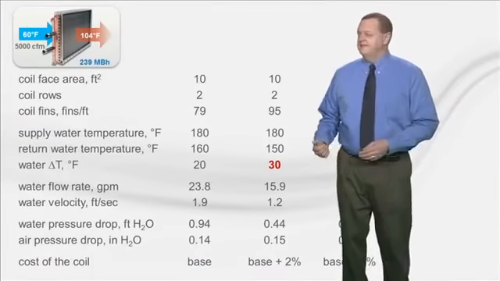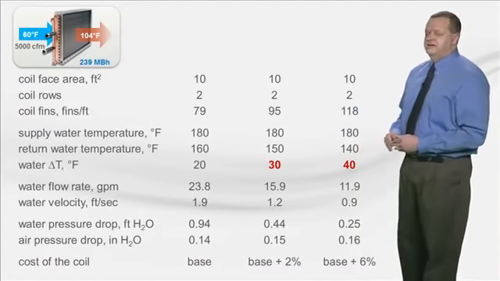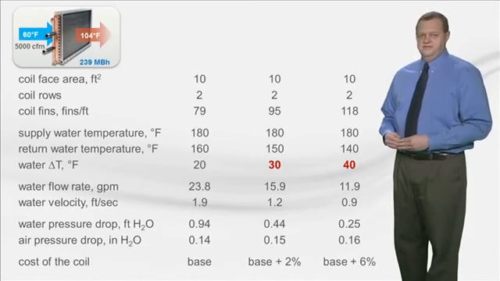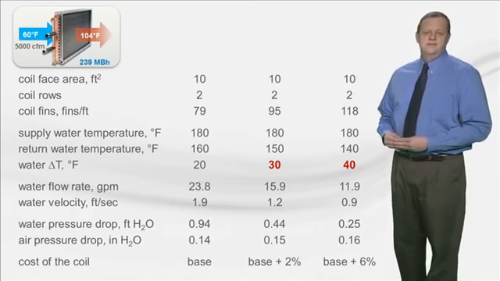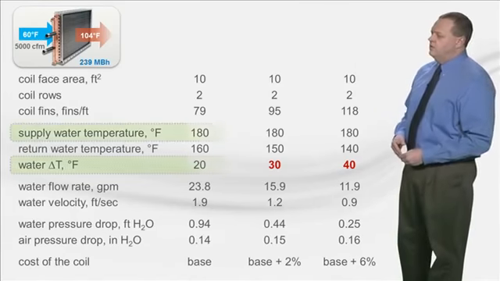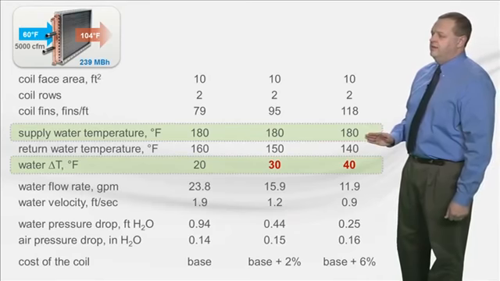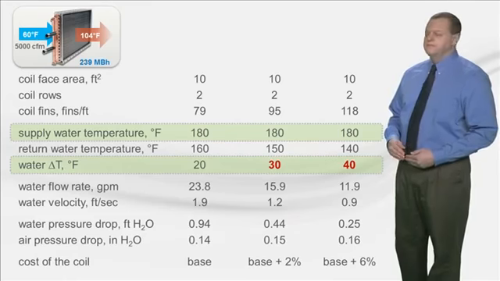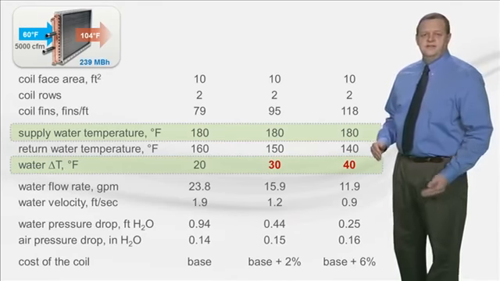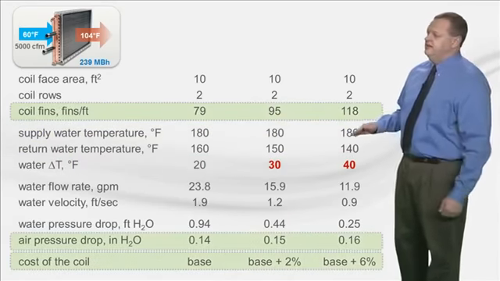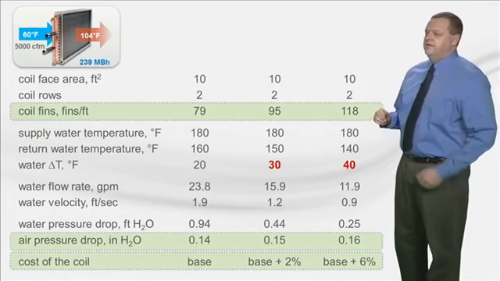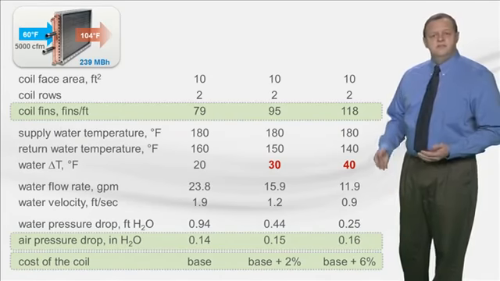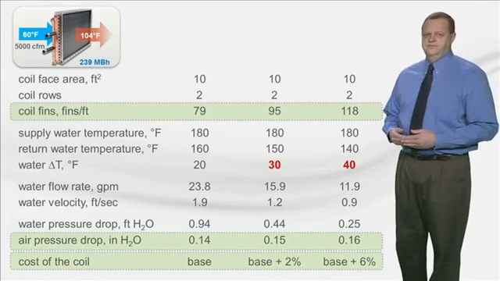To demonstrate, this slide shows an example of the same size coil selected to heat 5,000 CFM of air from 60 to 104 degrees. This requires about 239 MBH capacity. The coil is selected using 180 degree supply water, but with different delta Ts: 20, 30, or 40 degrees. Now note that in order to deliver the same capacity, when the coil is selected for a larger delta T, it does require more fins. This increases both the air pressure drop and the cost of the coil. As you can see, both these impacts are pretty minimal for this example.